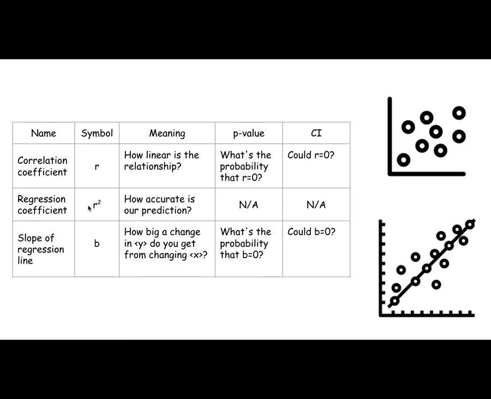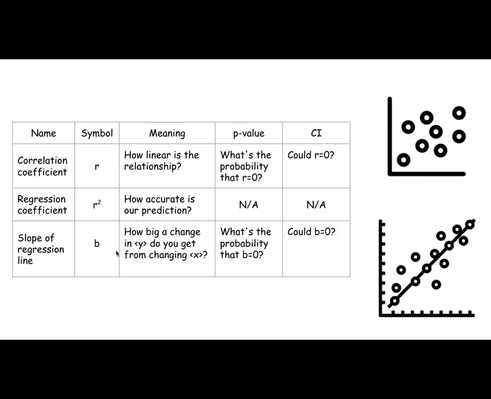Regression, this R squared is this R squared. So the regression coefficient is the square of R. And we're using it to measure how accurate our prediction is. And we don't test it with a p-value or a confidence interval. So R squared, we're not doing any sort of further statistical analysis on.